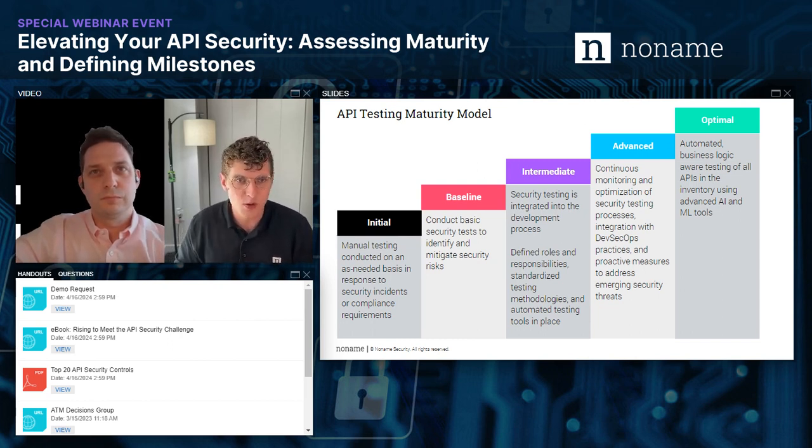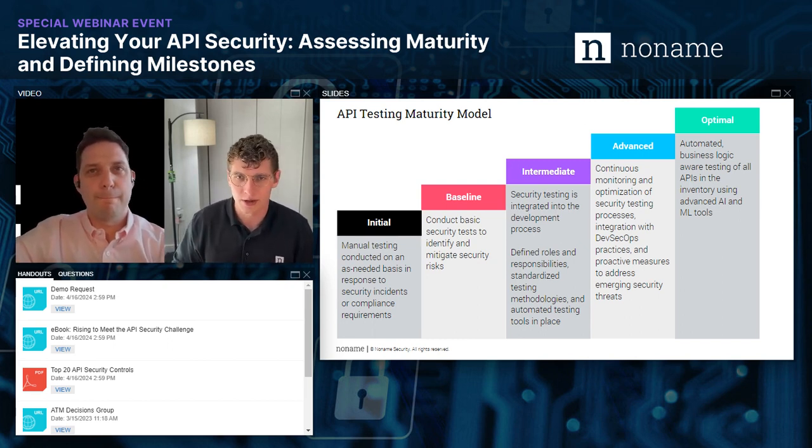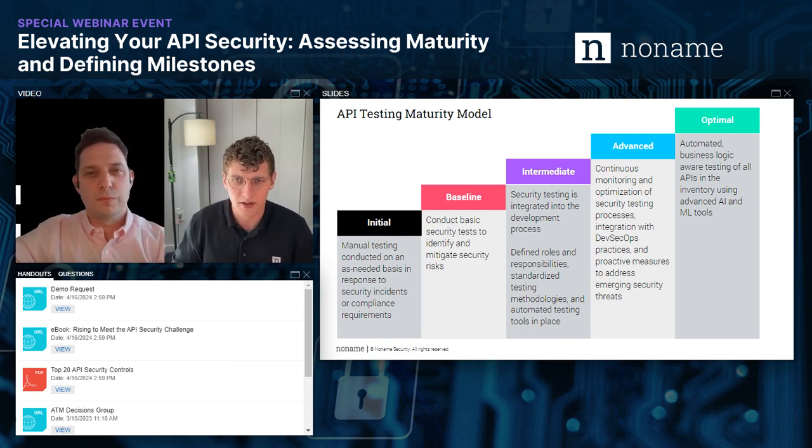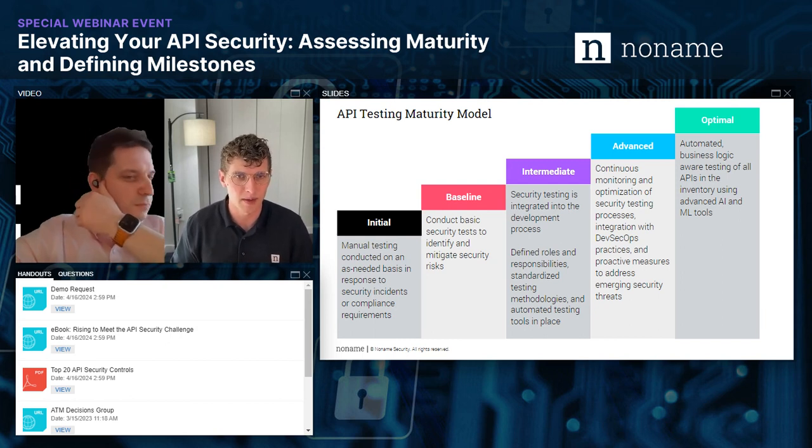Then we move to the baseline level. So there is a basic plan or strategy for testing. This could be the identification of key security requirements, maybe some testing objectives, and very basic testing methodologies. Efforts usually focus on conducting basic security tests, such as vulnerability scanning, some very basic pen testing, and some security assessments to identify and mitigate some risks.